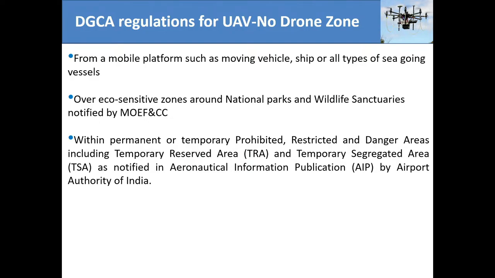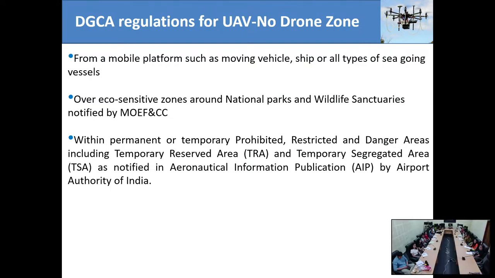Then over eco-sensitive zones or around national parks and wildlife sanctuaries, you cannot fly until you have proper permission from MoEF or the concerned forest offices. Then there are some permanent and temporary prohibited areas, restricted areas, danger areas. All these things are now mapped into the Digital Sky portal. If you open that map, you will see red areas, green areas. Accordingly, you need to be aware and very careful.